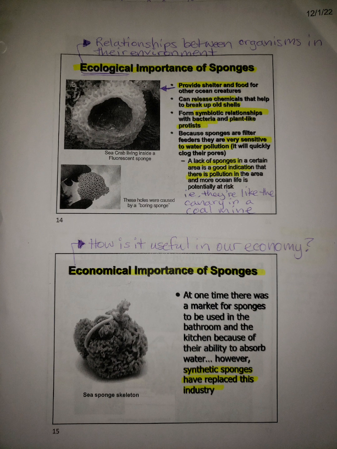A crab living inside a fluorescent sponge is in the picture at the top, and in the picture below, these holes were caused by a boring sponge. The economic importance of sponges. At one time, there was a market for sponges to be used in the bathroom and the kitchen because of their ability to absorb water. However, synthetic sponges have replaced this industry.